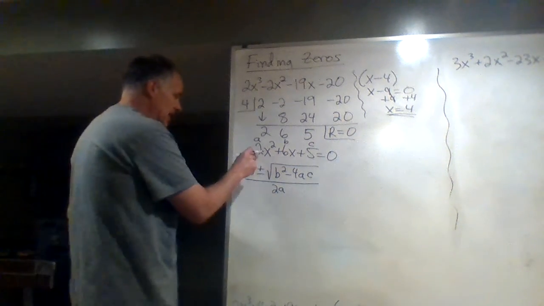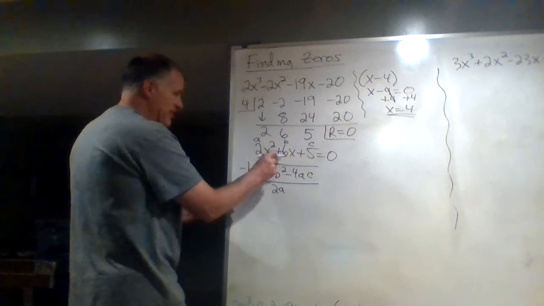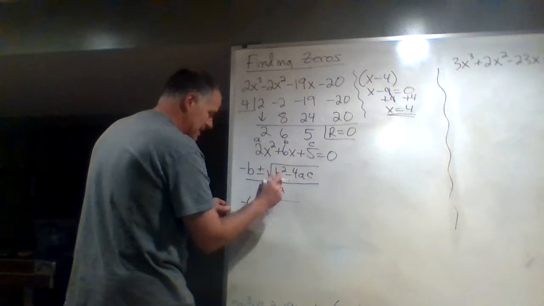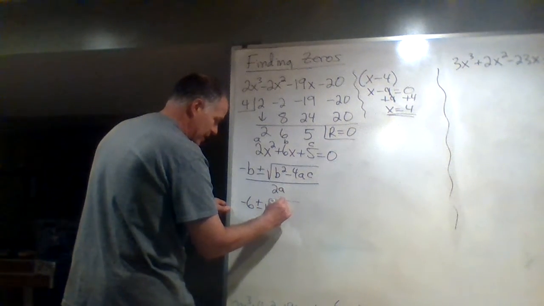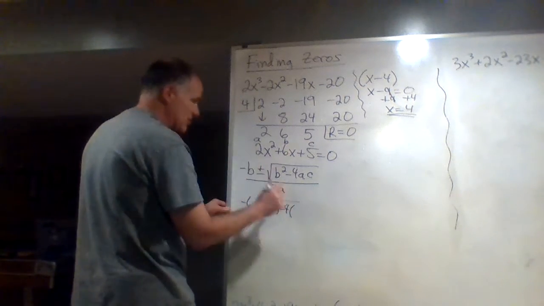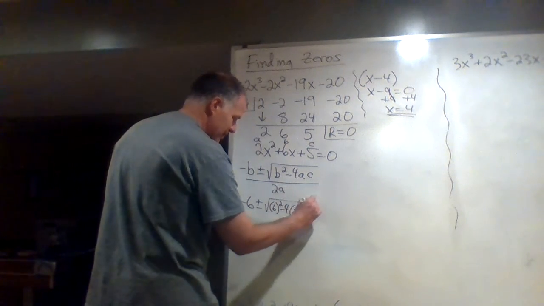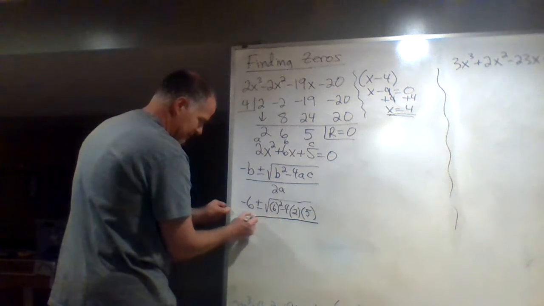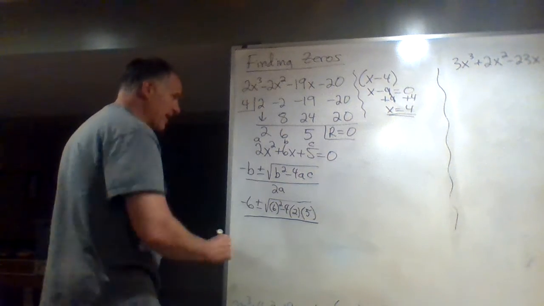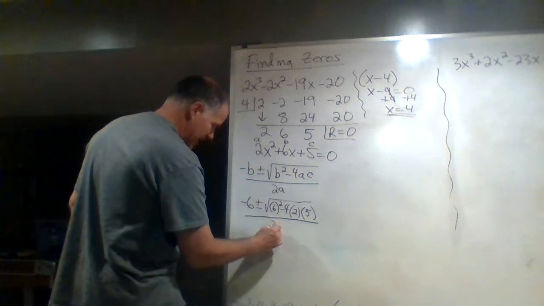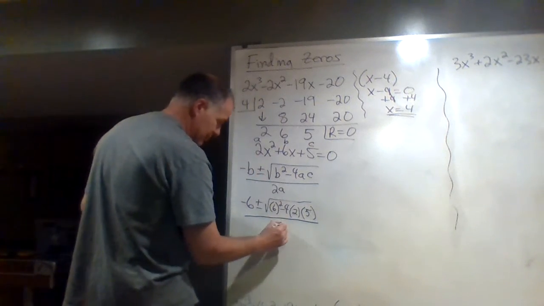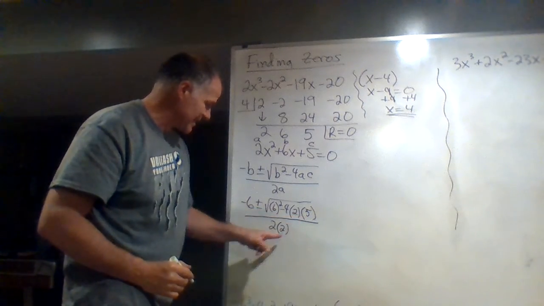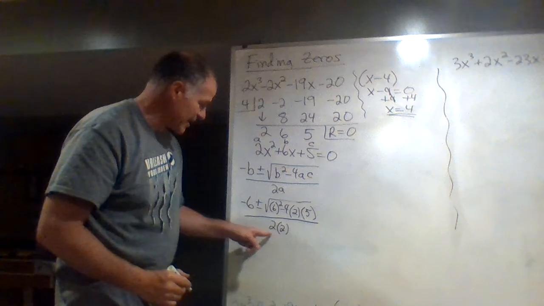Now, remember, I'm just going to plug these numbers in. So negative in front of B, and B is a 6. So negative 6 plus or minus, again, B is 6. So B squared minus 4 times A, which is a 2, C is a 5. Okay. And 2 times A is a 2. Okay, there we go. So negative B plus or minus the square root of B squared minus 4AC all over 2 times A.